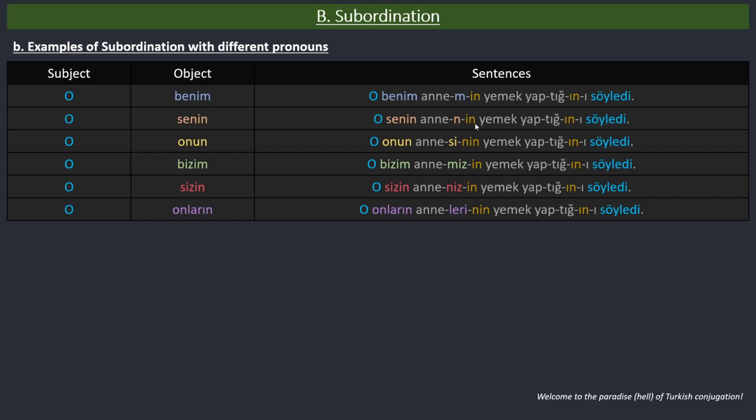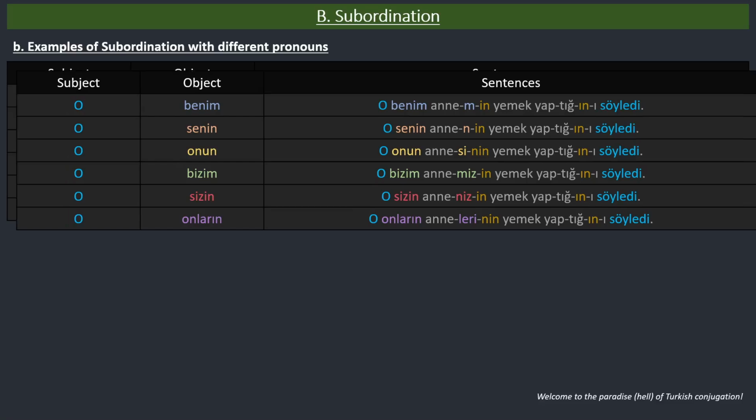You can just memorize with these suffixes. Whoever you're talking about, first you need to put their ending, like onun, si, and then the in ending, and then yaptığını söyledi. And we can see a new table.